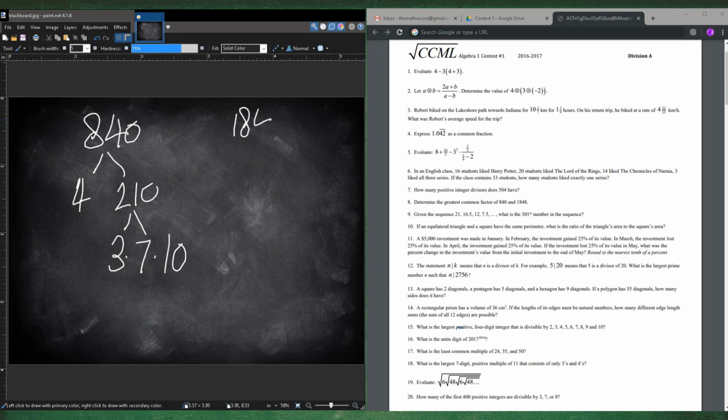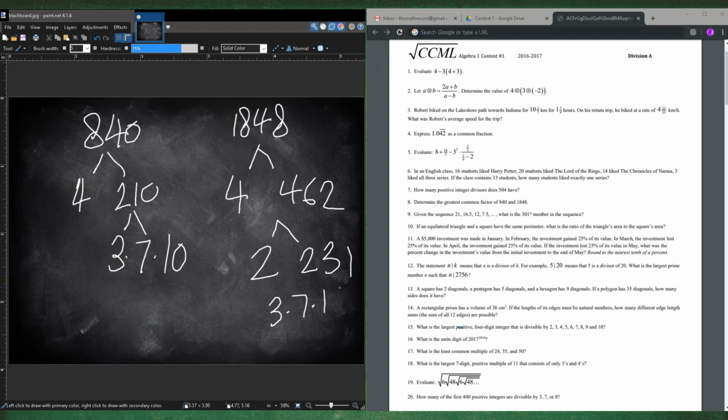So we have 1848. Is this divisible by 4? 1848 divided by 4, it is. So it's 462. Divide that by 2. 462 divided by 2 is 231. Sorry, 231. And what does 231 factor out to? Which is a 3 times a 7 times an 11.